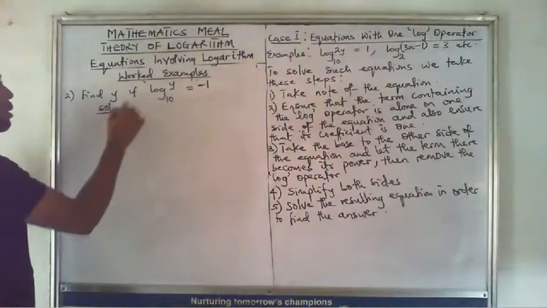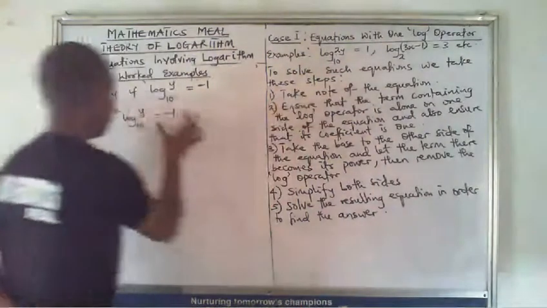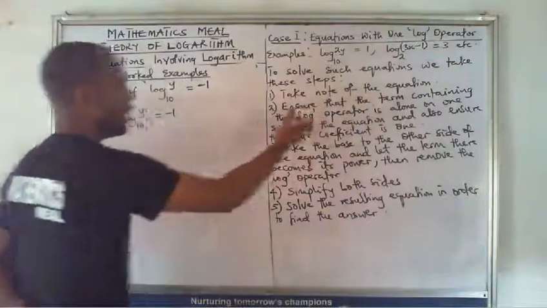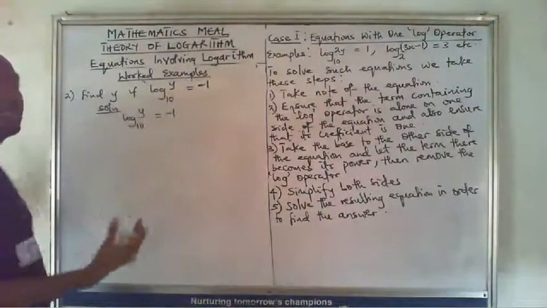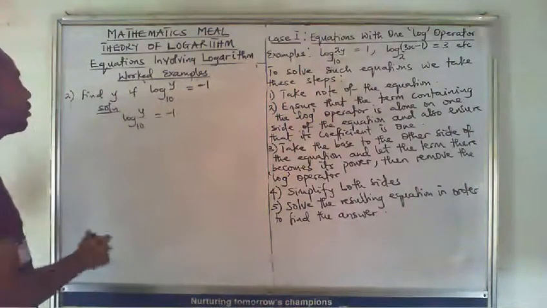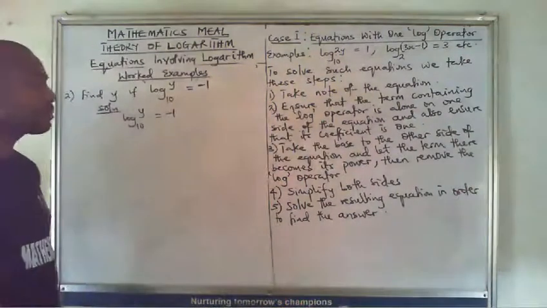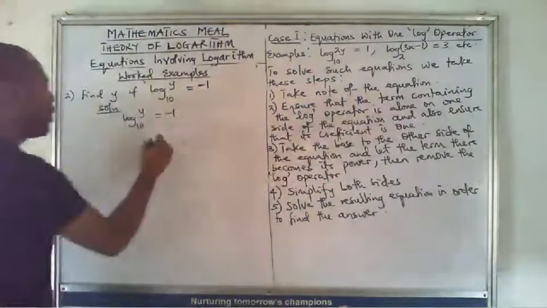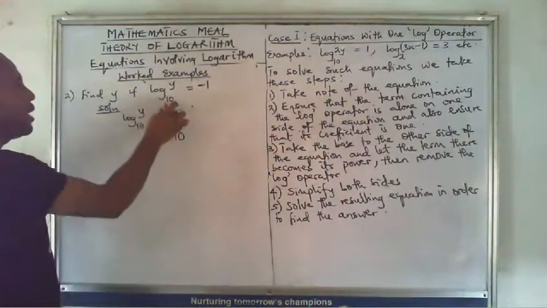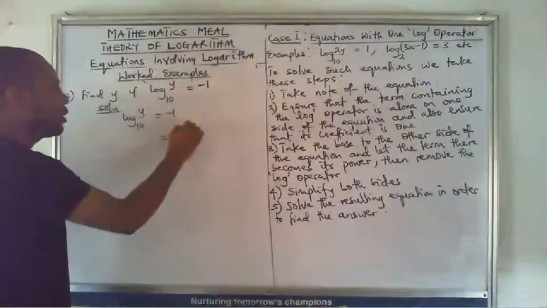Okay? The same approach. Log y in base 10 is minus 1. Take note of the equation by writing it out. Then secondly, ensure that the term containing the log operator stands alone. This term is standing alone on one side of the equation, and its coefficient also is 1, so we don't have a problem there. Then take the base to the other side of the equation. The base is 10, take it to this side, and make the term on that side its power. The term here is minus 1, let it become the power.